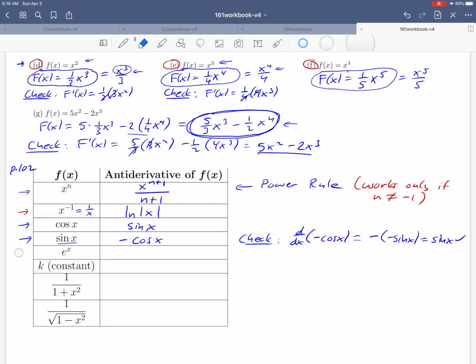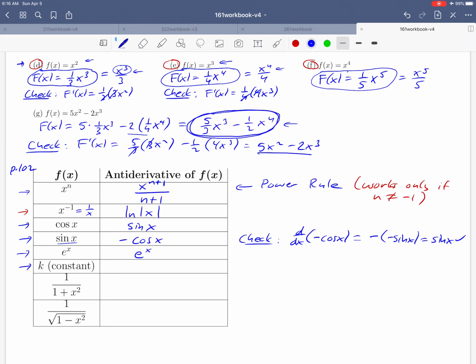Okay, what about e to the x? Well, the antiderivative of e to the x has to be itself, because we know that the derivative of e to the x is e to the x. Okay, what if we want an antiderivative of a constant?